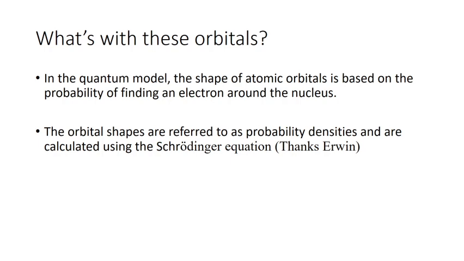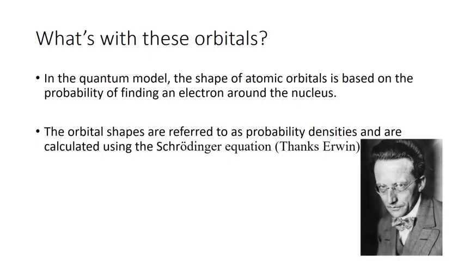So what's with these orbitals anyway? In the quantum model, if you remember from our history of the atom video, the shapes of atomic orbitals are based on the probability of finding an electron around the nucleus. The orbital shapes are referred to as a probability density and are calculated using the Schrodinger equation. This guy here. Thanks, Erwin.